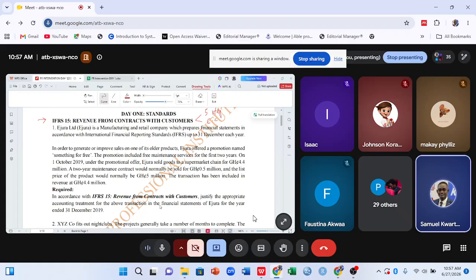So what criteria do you remember? Or which one do you see in the question? The 5 traits to identify a contract. Which one do you see in the question?